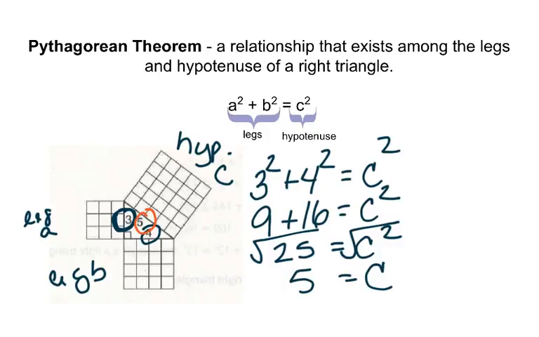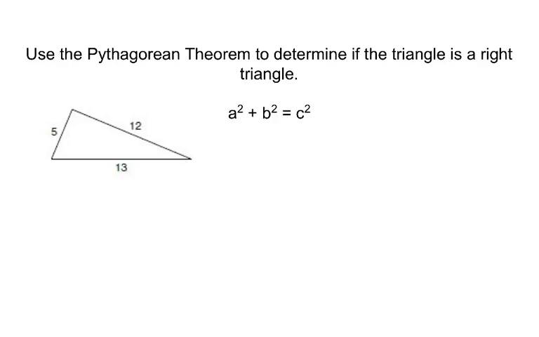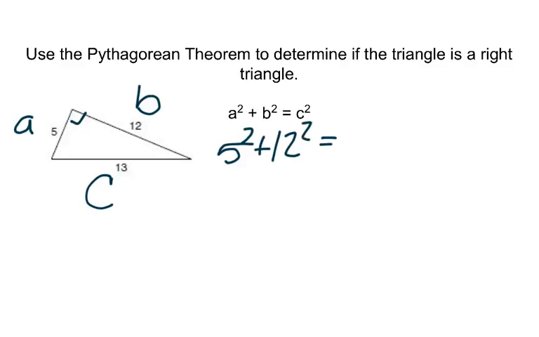Let's try another one. When I look at this, I have to determine where I think the right angle is going to be. I believe the right angle will be there. So this is a leg, and we'll call it A. This is a leg, and we'll call it B. And this is the hypotenuse, and we'll call it C. We're going to plug in A and B. So 5 squared plus 12 squared equals C squared. We're not plugging in the 13 because we're going to see if this is a right triangle or not.